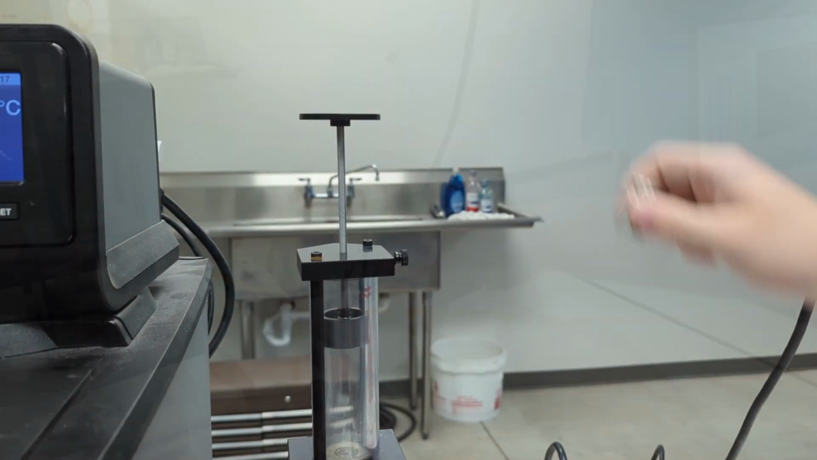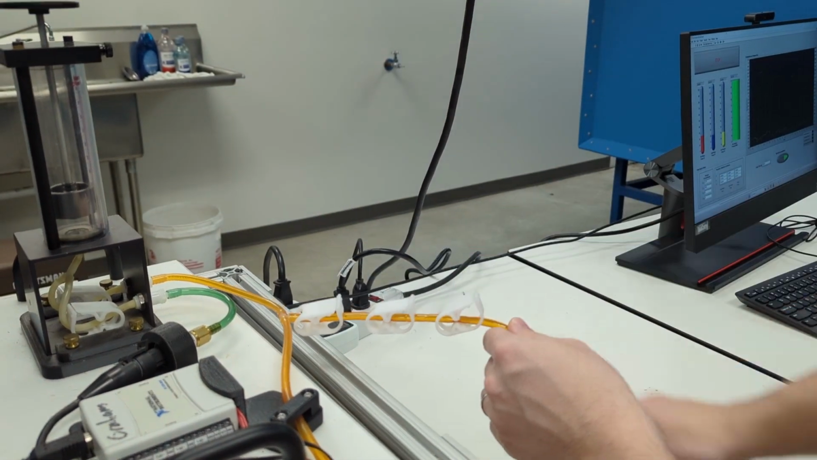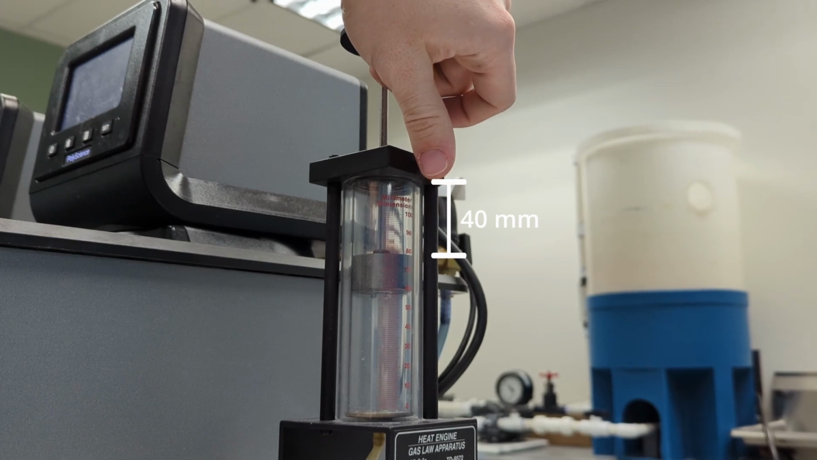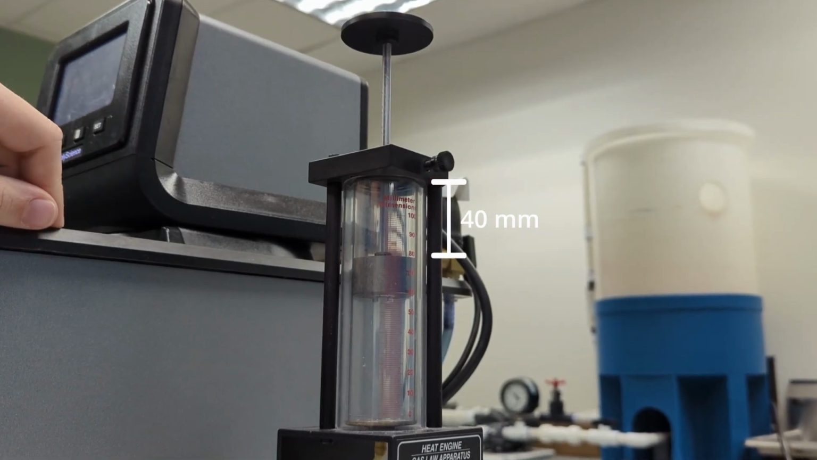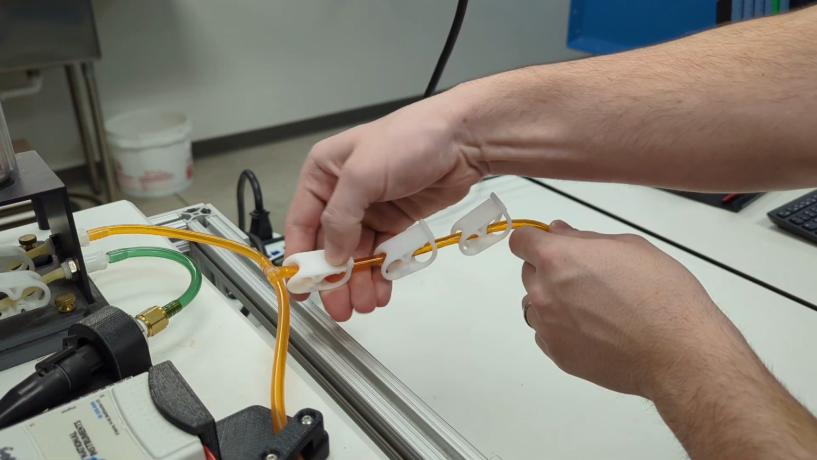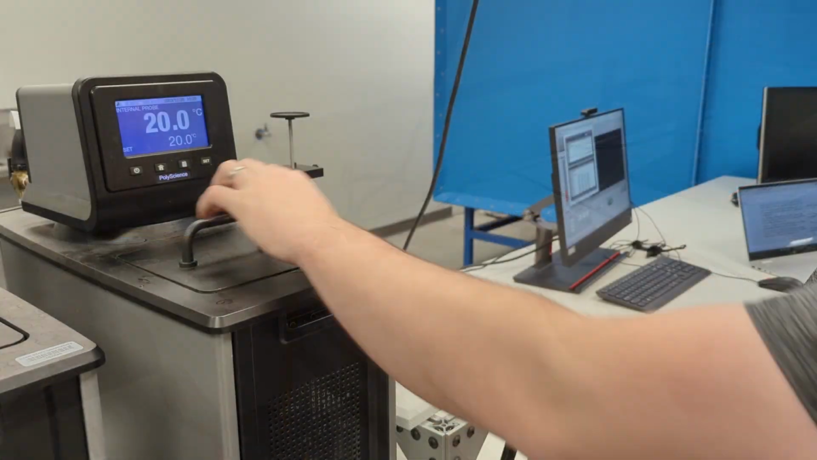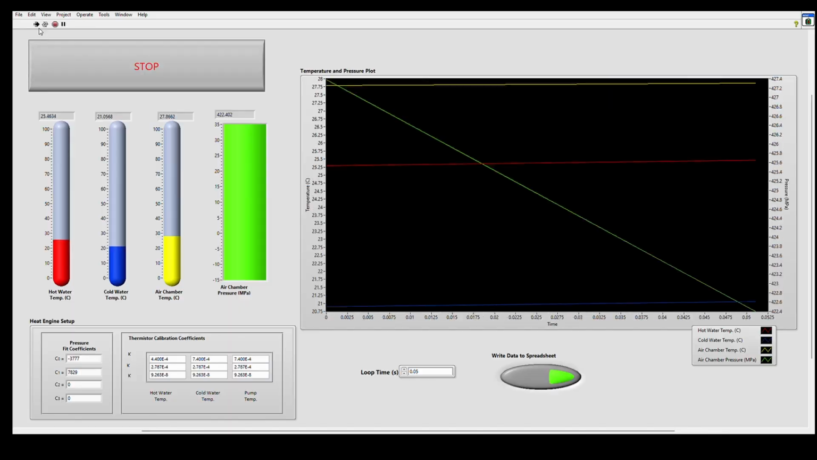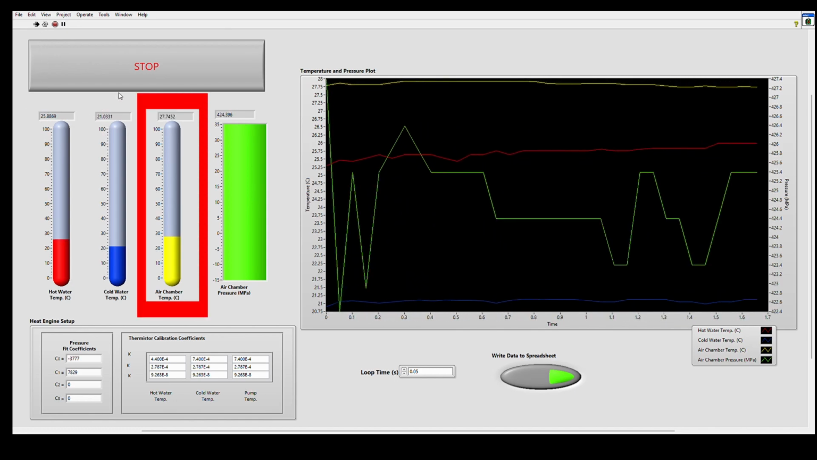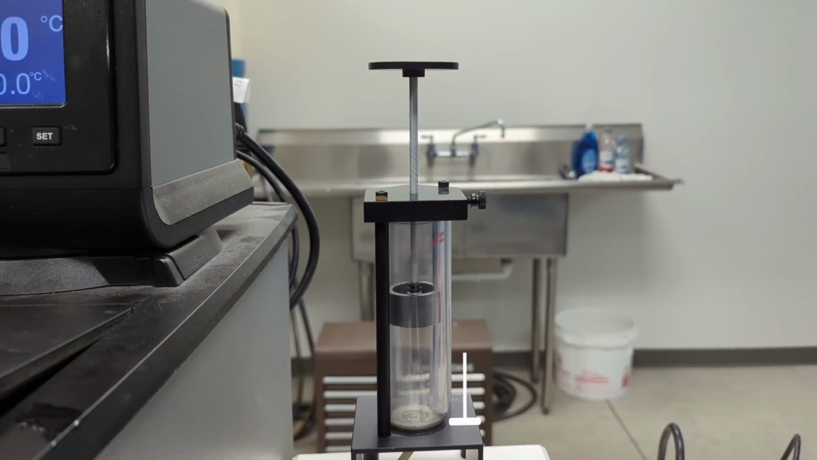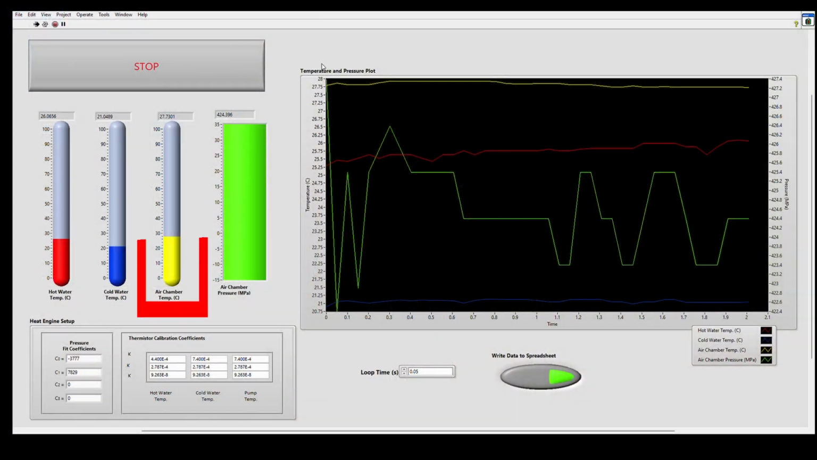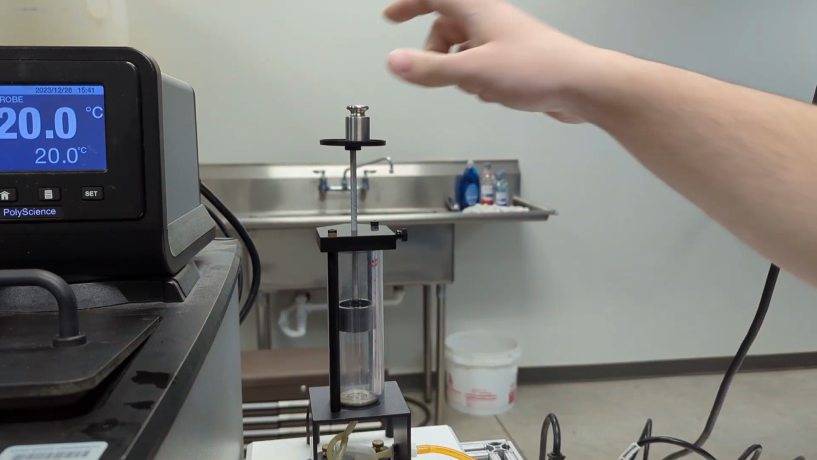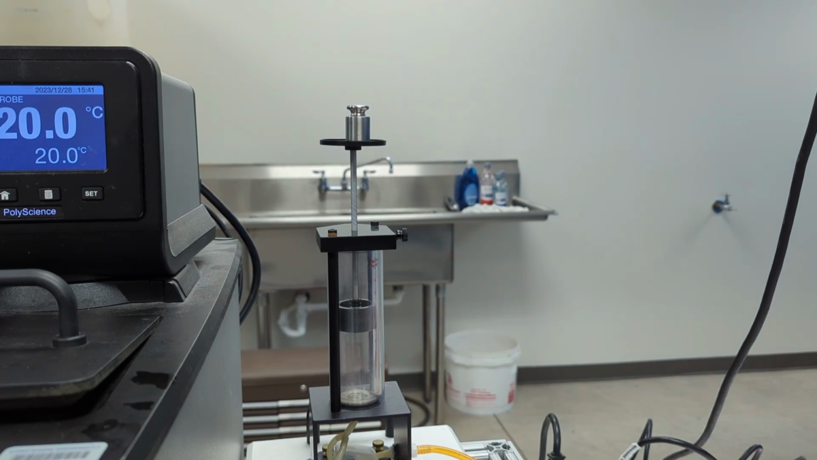Remove all mass from the piston. Release the clamps and set the piston height so that it has ample room to rise 40 millimeters, but will not hit the bottom of the cylinder when mass is added. After closing the clamps and releasing the set screw on the cylinder, place the canister in the cold bath. After chamber temperature has stabilized and without mass in the cylinder, record piston height, chamber air temperature, and chamber pressure from LabVIEW. Add 50 grams to the piston to cause isothermal compression.